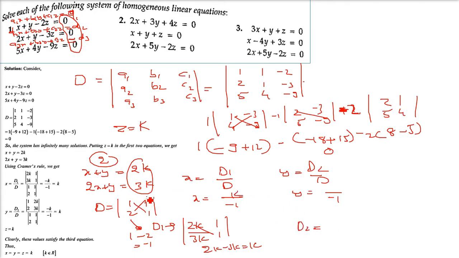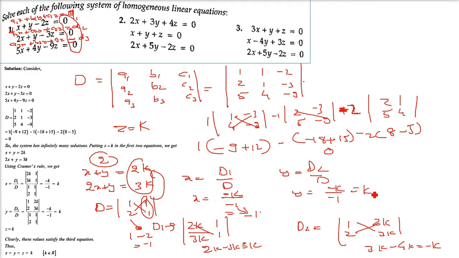D2 is what? We replace the 1, 1 by 2k, 3k. So this is 1, 2 and we have 2k, 3k. When we cross multiply, it will be 3k minus 4k. This is also negative k. Both of these are negative k. So this is going to be minus minus, so it will be k. And y will also be k because minus minus gets cancelled. So x and y are coming as k. So x is k, y is k, and z is k. z we already took as z equals k.